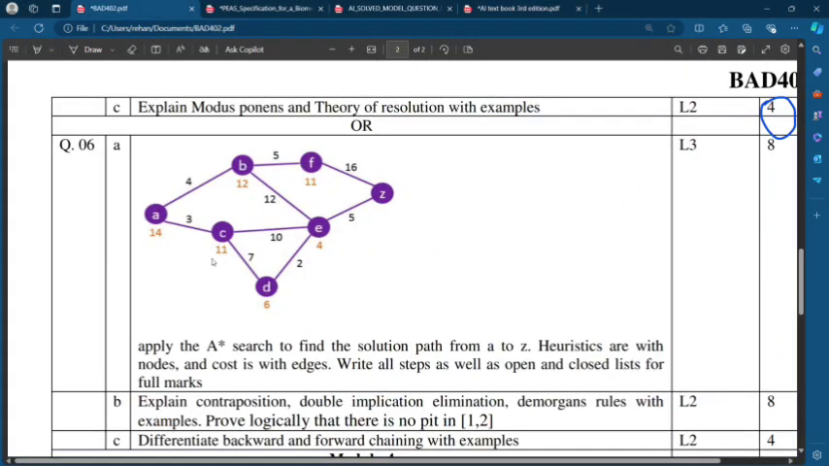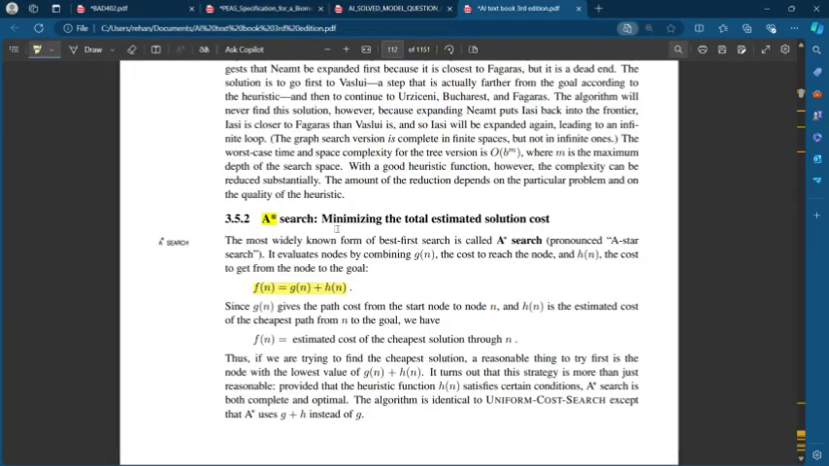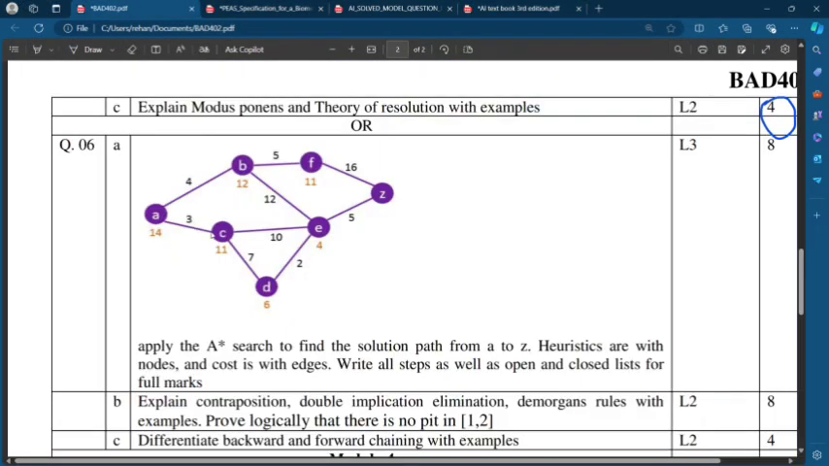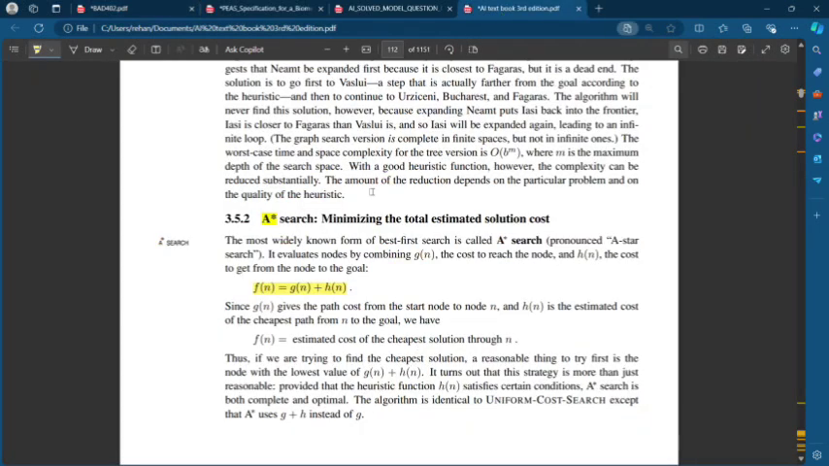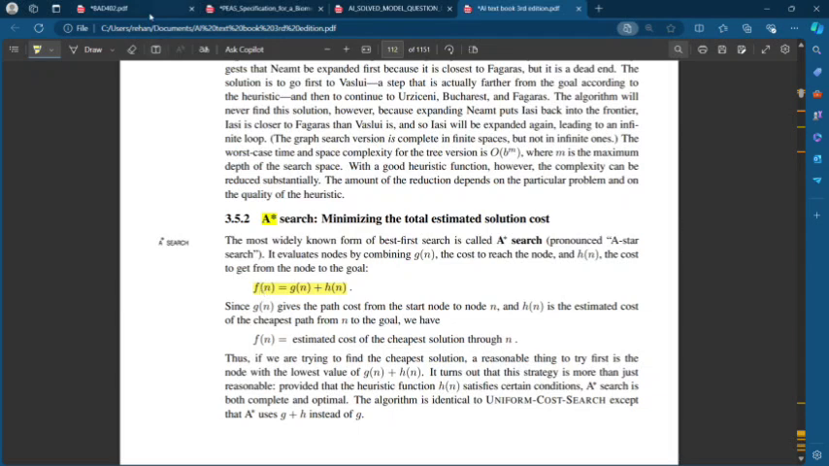Here the orange ones are h of n, and the g of n is nothing but the black numbers. So g of n and h of n you got to know, right? So f of n is equal to this cost plus the heuristic function value. That's what we'll be applying here.